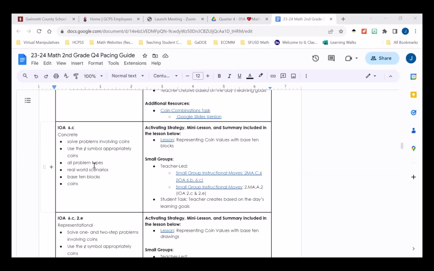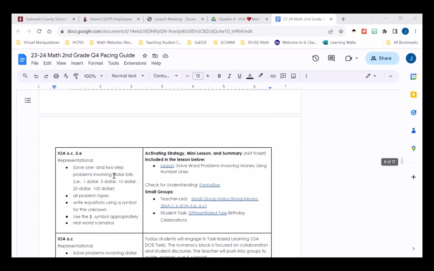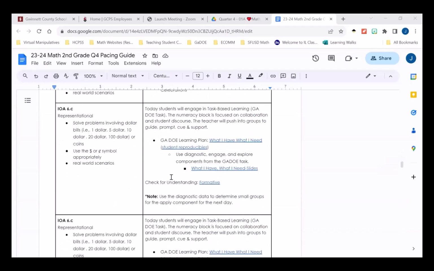There will be a 2-day Georgia DOE task-based learning plan where students will have experiences finding combinations of coins to get to a given amount and then exploring different ways to spend $30 in an activity called a trip to the store. You can see as we scroll here, the learning plan is here.